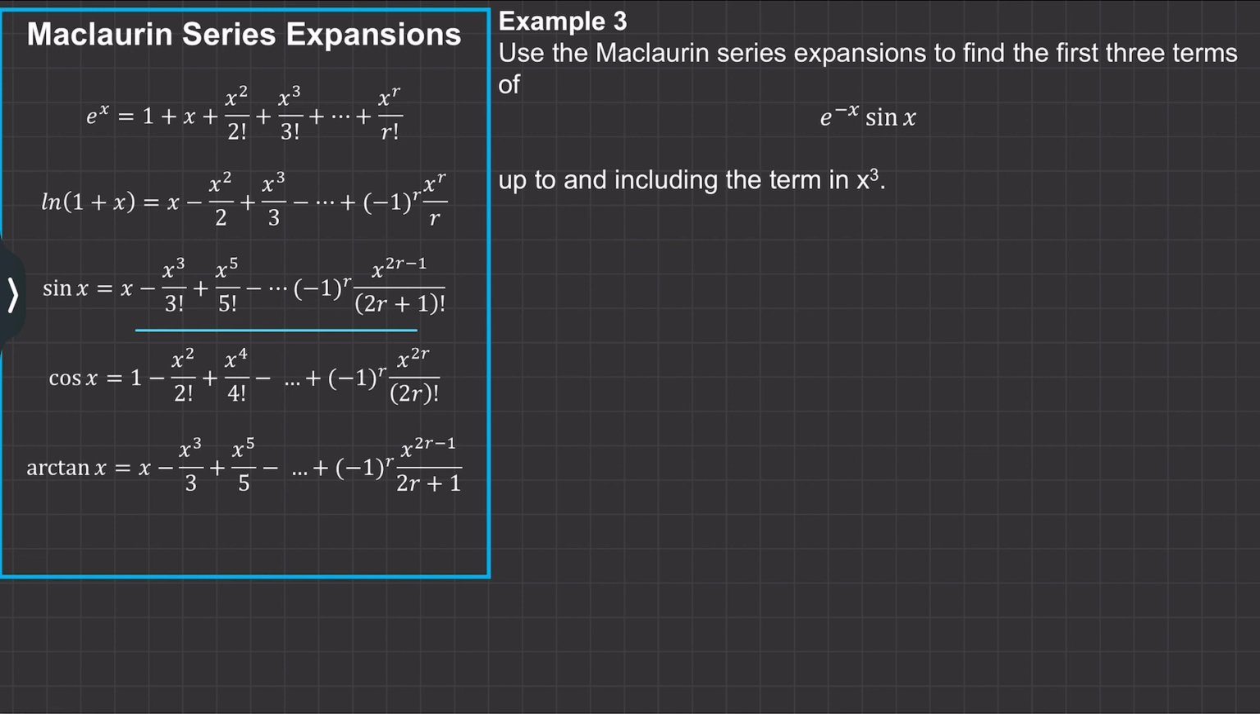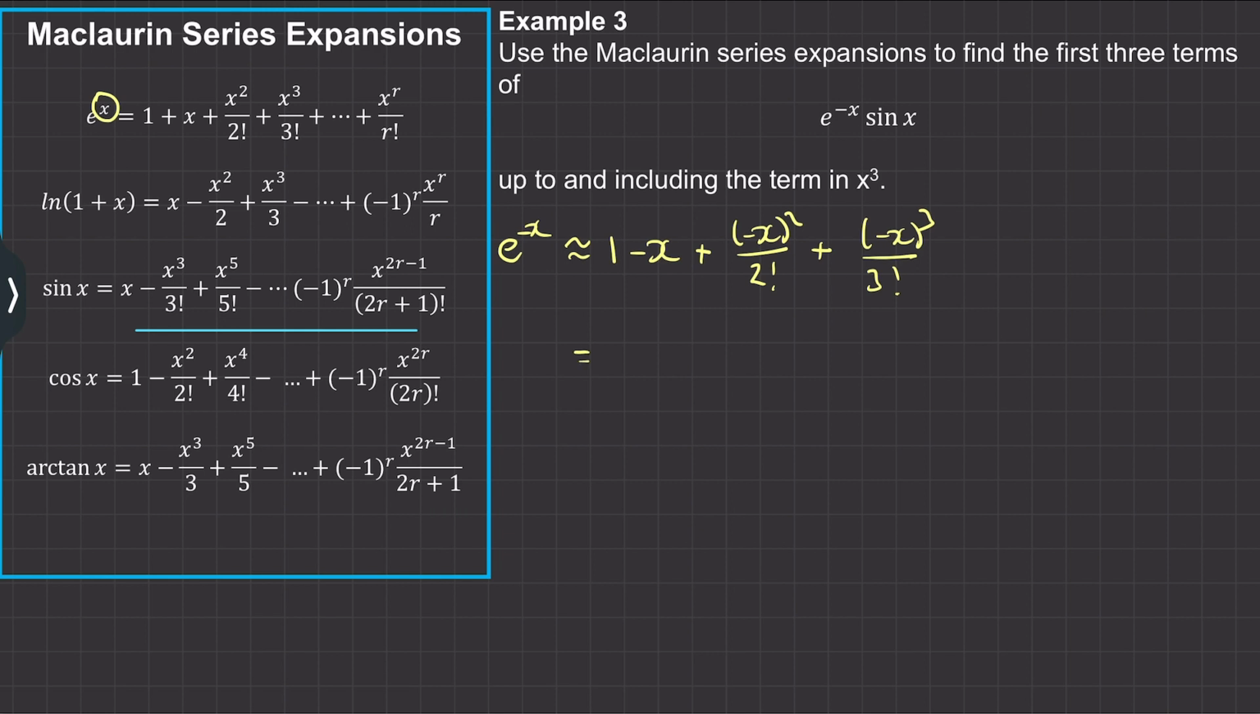Okay, so finally, in example 3, we've been asked to work out the Maclaurin series expansion for e to the minus x sine x, up to and including the x cubed term. Because we're looking at x cubed, this will narrow the number of combinations that we need. So if we look at e to the minus x, well, we'll replace this x with negative x, so this becomes 1 minus x plus negative x squared over 2 factorial plus the negative x to the 3 over 3 factorial.